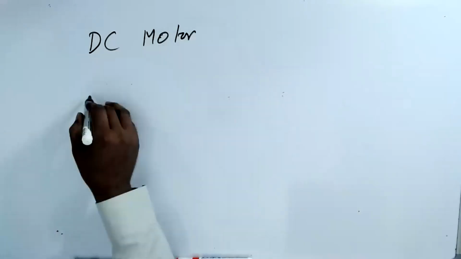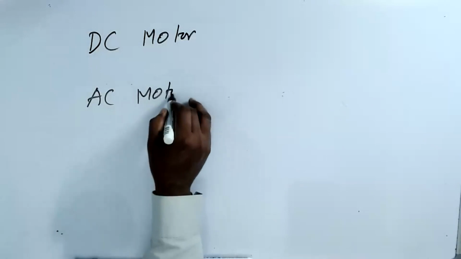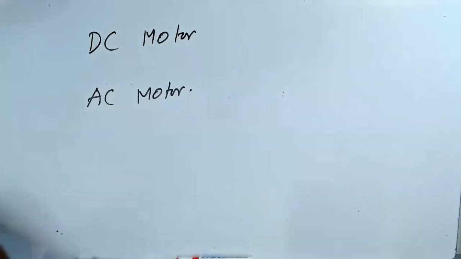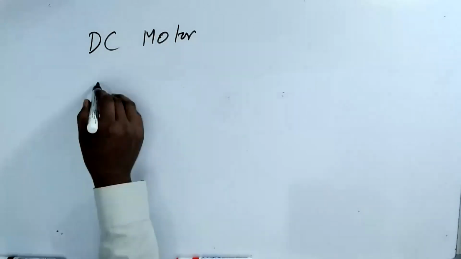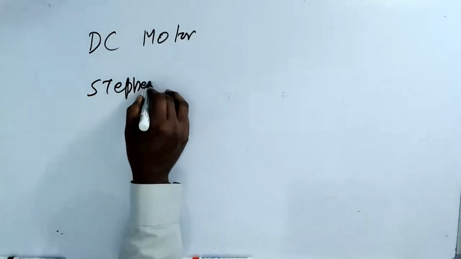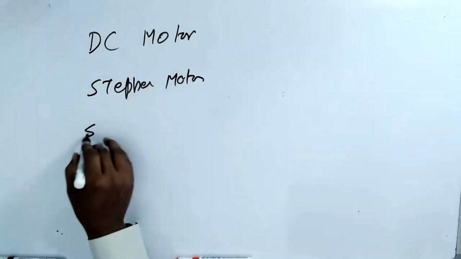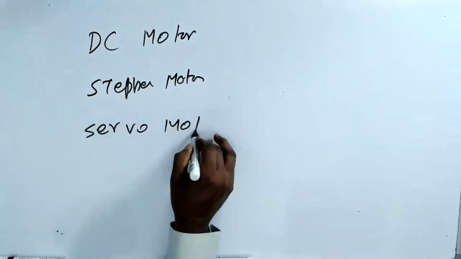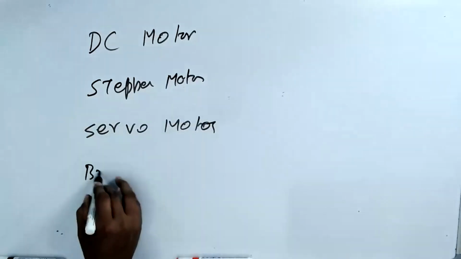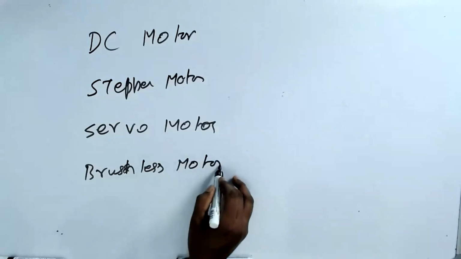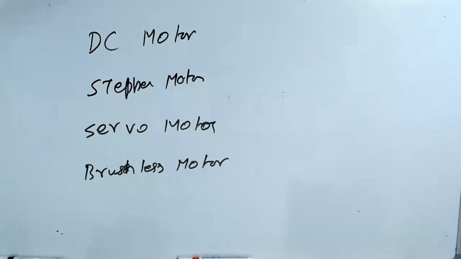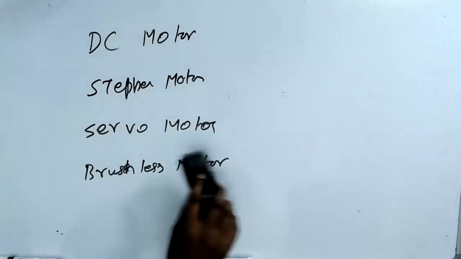There are motors called DC motor and AC motor. Then in the DC motor, there are motors called stepper motor, servo motor, brushless motors. Okay, we'll discuss all of them. First, we'll start with the DC motors.